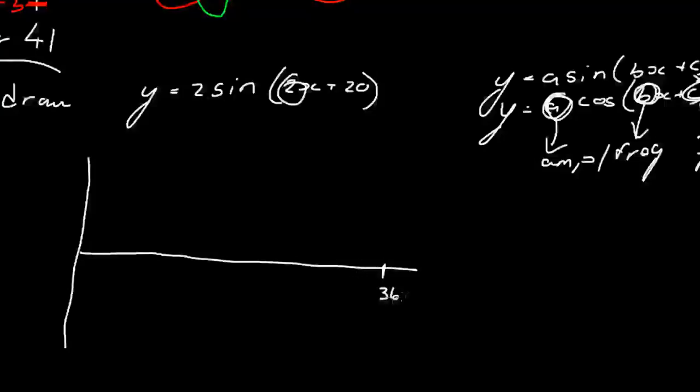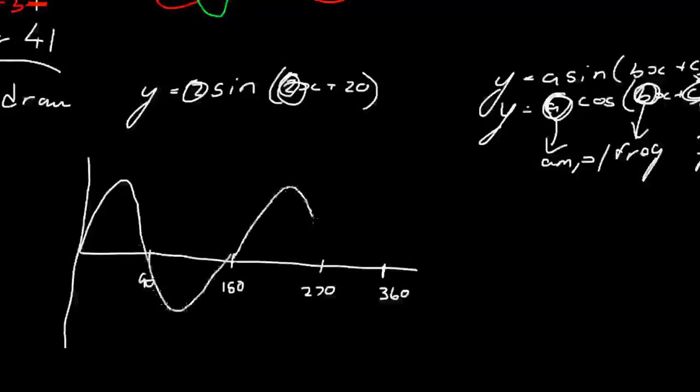So there's 360. We've got 180, 90, 270. And we know it's got an amplitude of 2, and it's going to go down and up twice in 360 degrees. So it's going to look like this. Once and twice. That value is 2. That is minus 2. Okay, so what do we do with this plus 20?